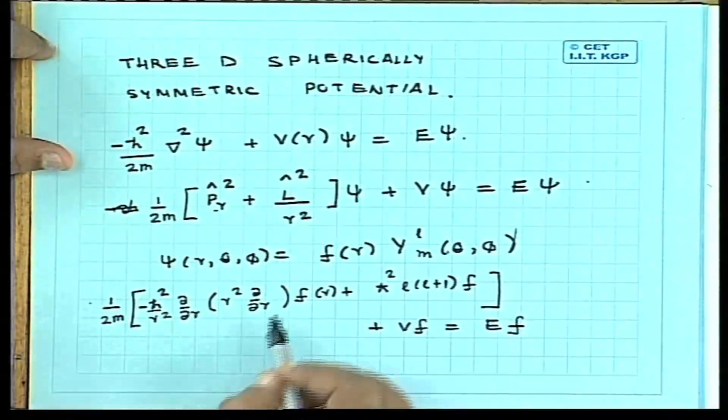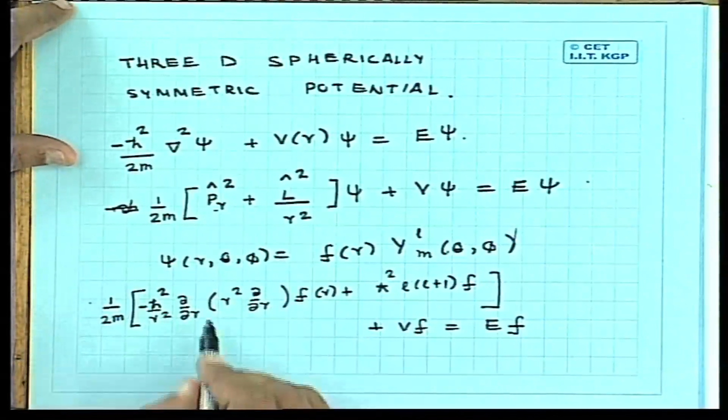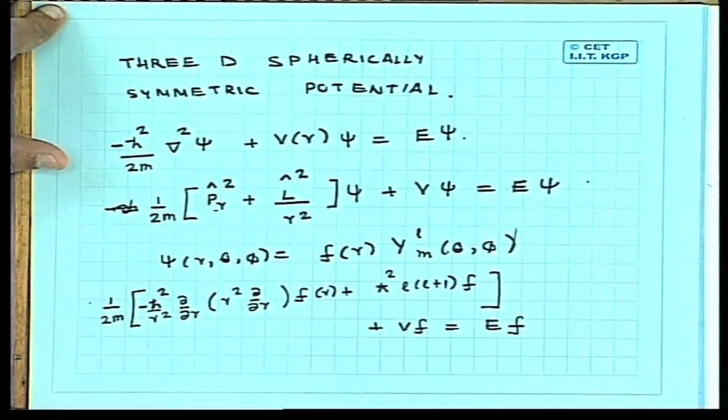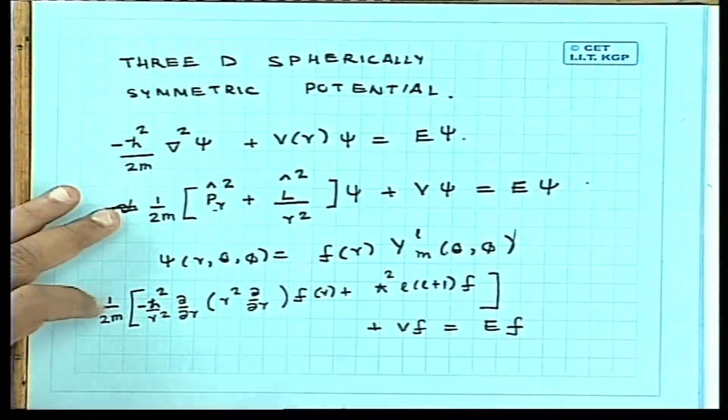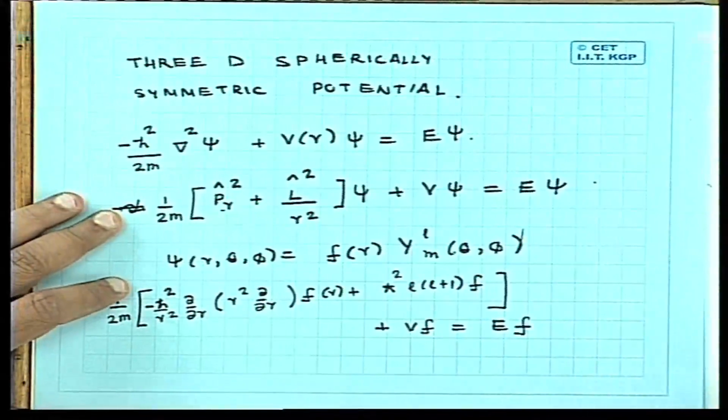Note that when I had written this earlier, there was a mistake in these derivatives. You should correct it, and this is the correct expression to use. So we now want to solve this, which is the radial part of the Schrodinger equation. The angular part has already been solved when we solved the angular momentum operator.